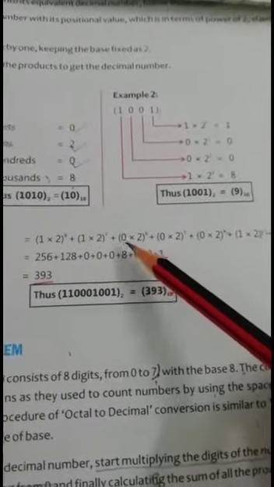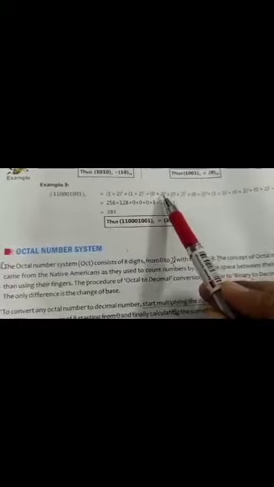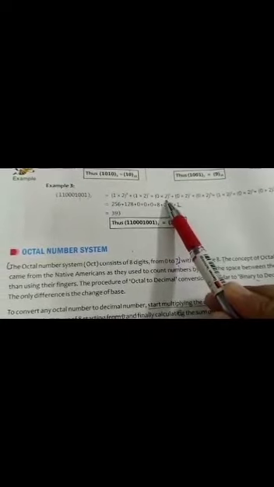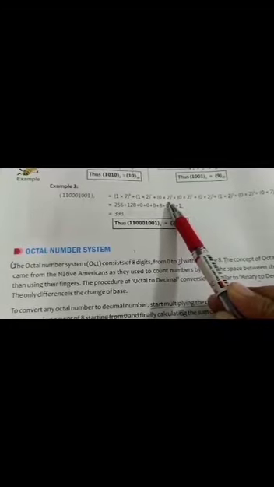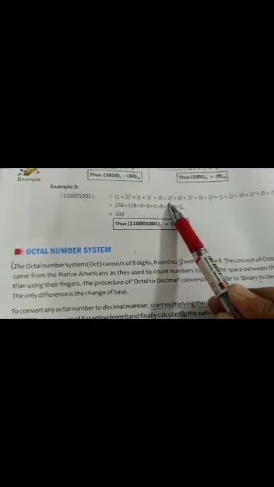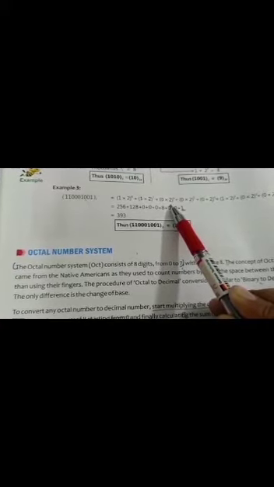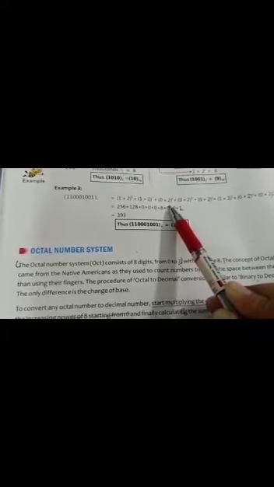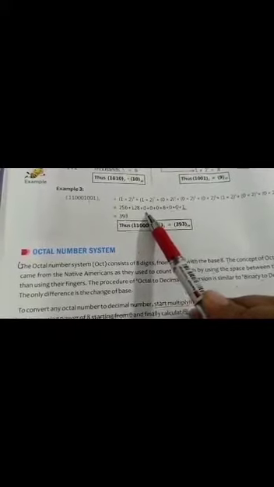Next digit is again 0. 0 into 2 power 6. So we multiply 2 6 times. 2 multiplied by 2 is equal to 4. 4 multiplied by 2 is equal to 8. 8 multiplied by 2 is equal to 16. 16 multiplied by 2 is equal to 32. 32 multiplied by 2 is equal to 64. 0 multiplied by 64 is equal to 0.